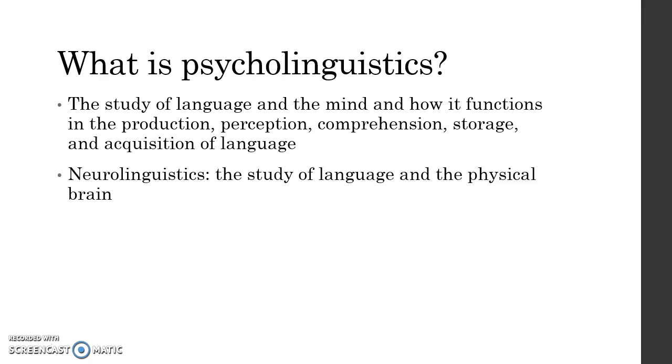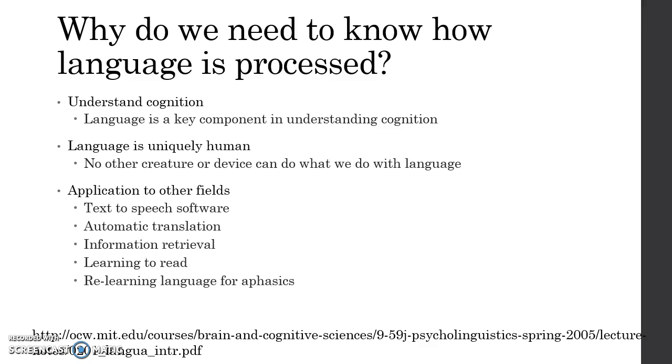Psycholinguistics is the study of language in the mind and how it functions in production, perception, comprehension, storage, and acquisition of language. Neurolinguistics is the study of language and the physical human brain. We need to know how language is processed because it teaches us to understand cognition. Language is a key component in thinking about how we think.